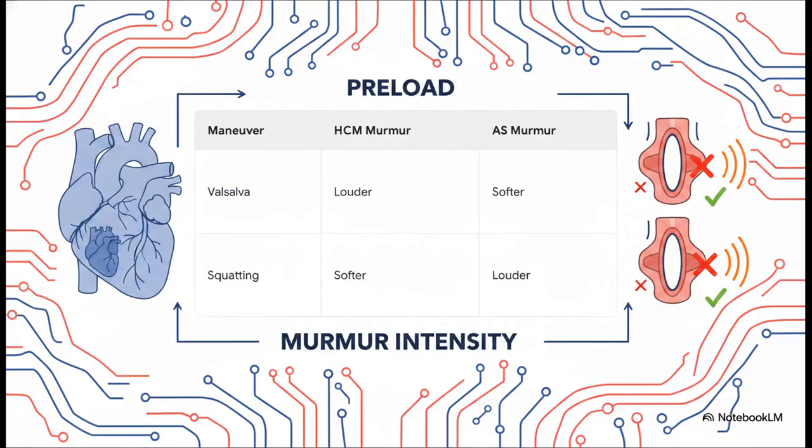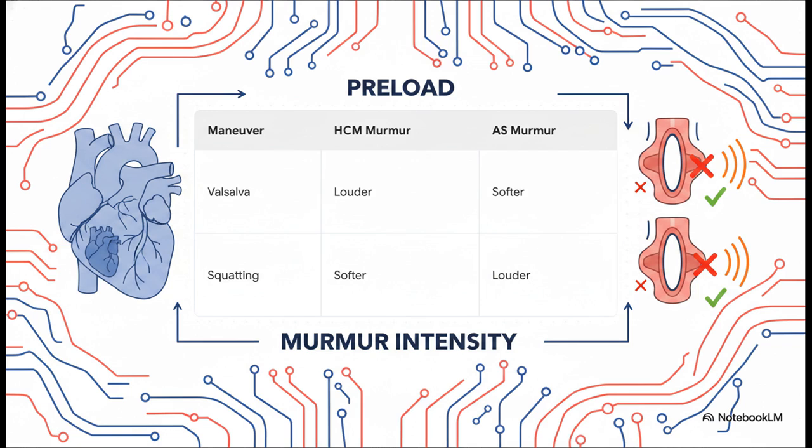Now, compare that dynamic state to a fixed obstruction, like aortic stenosis. This is a fascinating variance. Notice how manipulating left ventricular volume dictates completely opposite physiological responses. In a fixed obstruction, like aortic stenosis, more blood moving across the valve, say from squatting to increase venous return, makes the murmur louder. It makes sense, right? But HCM behaves in the exact opposite manner.